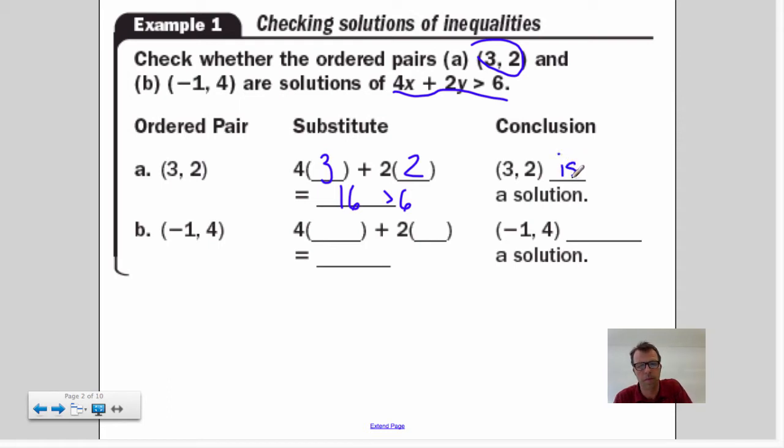This works. I think this second example is probably going to not work, right? That's typically how it goes. So we're going to put -1 in for x and 4 in for y. And then we'll see that -4 plus 4 is 0. And so that would mean 0 is greater than 6. Well, that's not true at all, right? 0 is less than 6. So this is not a solution. Pretty straightforward.